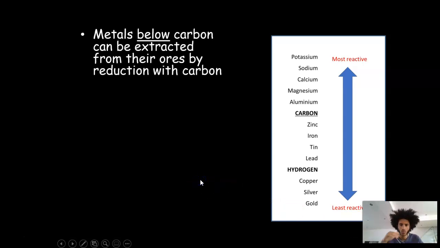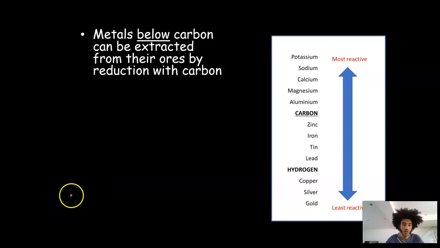First of all, it's worth going back to the reactivity series, which looks a little bit like this. At the top, you've got potassium, sodium, magnesium, metals like that, which are quite reactive and are above carbon in the reactivity series. That's the key thing. Below carbon, you've got zinc, iron, tin, lead, then hydrogen, and then copper, silver, and gold. The key thing to remember is that if you have any metal below carbon, you can extract it from its ore by reduction with carbon, all right?